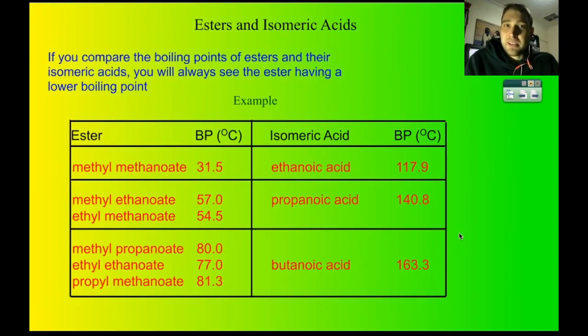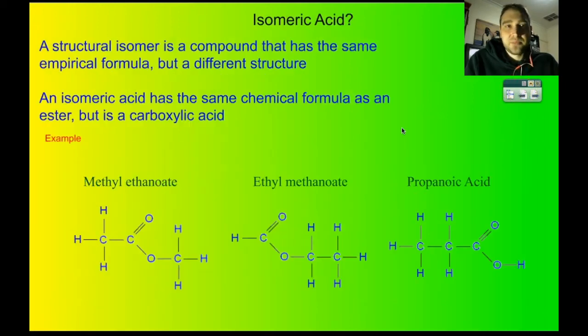So now we're going to compare esters with their isomeric acids. First we're going to talk about what an isomeric acid is. We talked about structural isomers before. They have the same chemical formula, so the same number of carbons, hydrogens, and oxygens in this case, but the way they're arranged is different. So same molecular formula, if we're going to be technical about it. If we look at methyl ethanoate, we've got 1, 2, 3 carbons, 1, 2, 3, 4, 5, 6 hydrogens, and 2 oxygens.